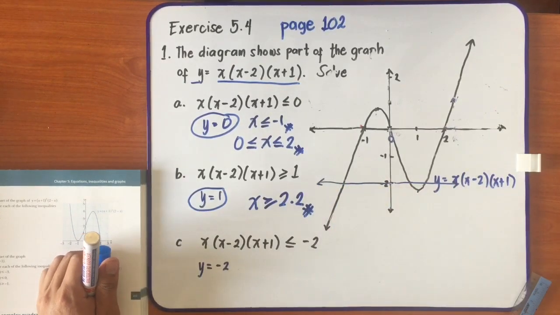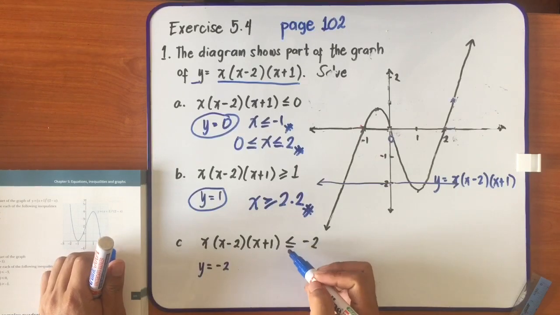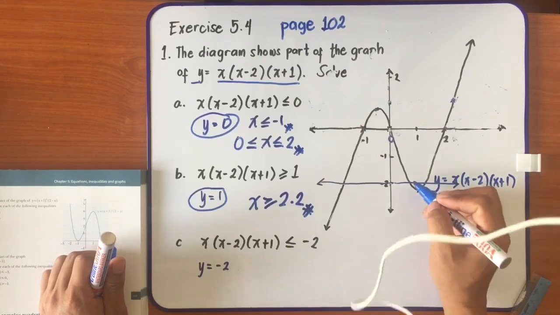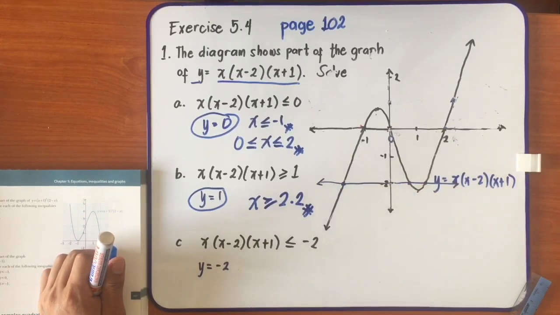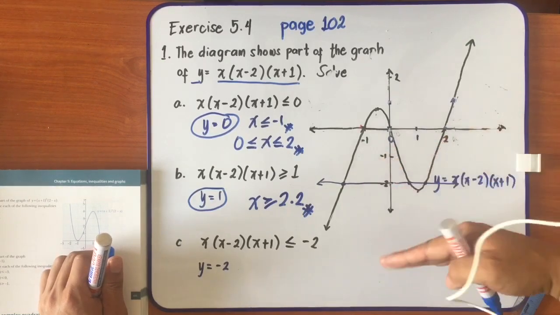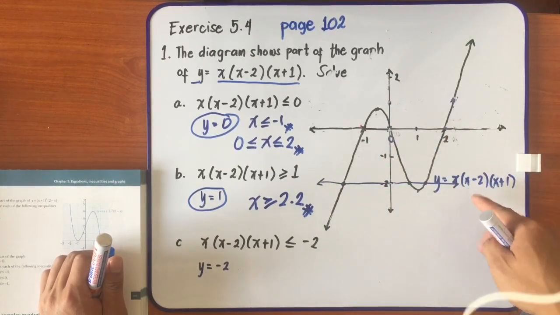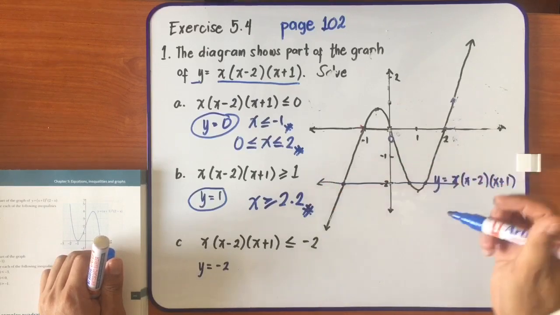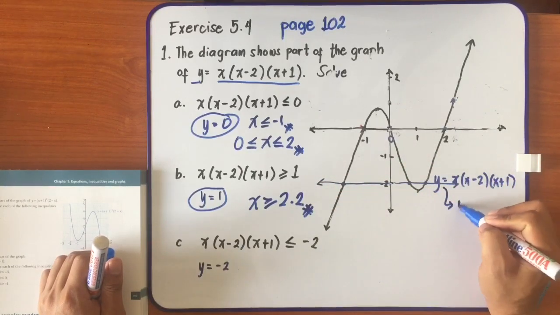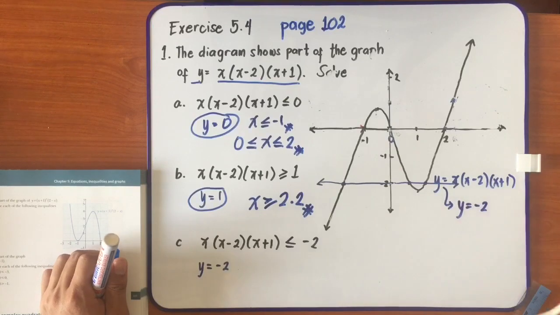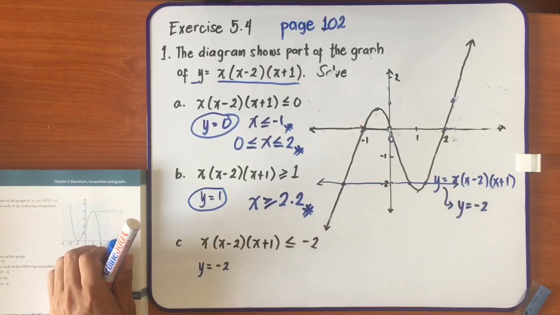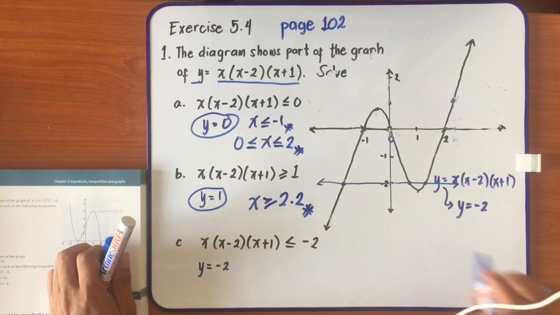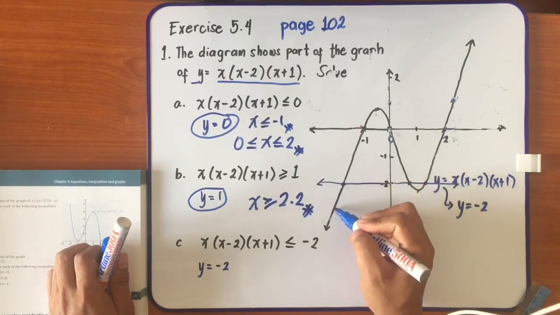Okay? It says less than or equal to negative 2. So therefore, I am going to consider this point, and this point. Okay? Less than means lower than this line. It's below this line that I have drawn because this is y is equal to negative 2. Okay? Below because it's less than. Okay? Now, since it's below, I am going to consider this part.